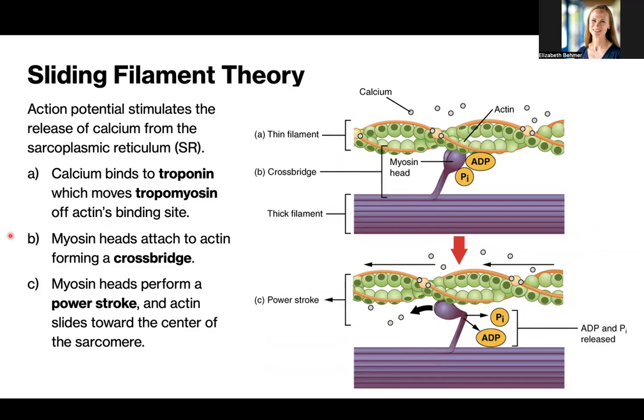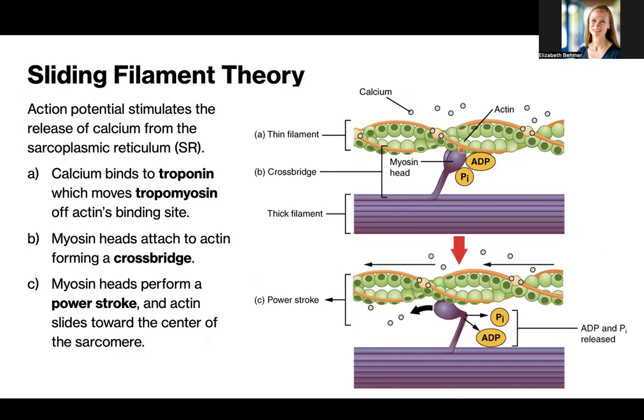All right, so now we are going to go through the steps of the sliding filament theory. We talked about the neuromuscular junction and how that action potential gets passed from your motor neuron to the muscle fiber. We know that the action potential travels down through the T-tubules into the muscle fiber, which stimulates the release of calcium from the sarcoplasmic reticulum. From here, calcium is a very important ion that is going to bind to these troponin proteins, which causes them to change shape, which will move tropomyosin off of actin's binding site.